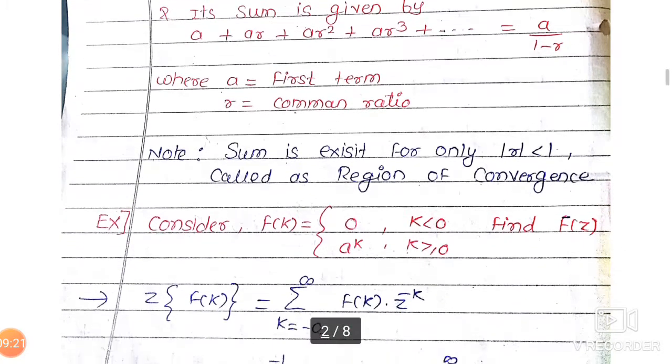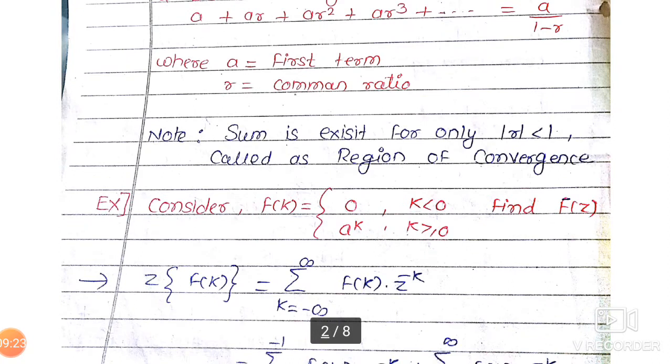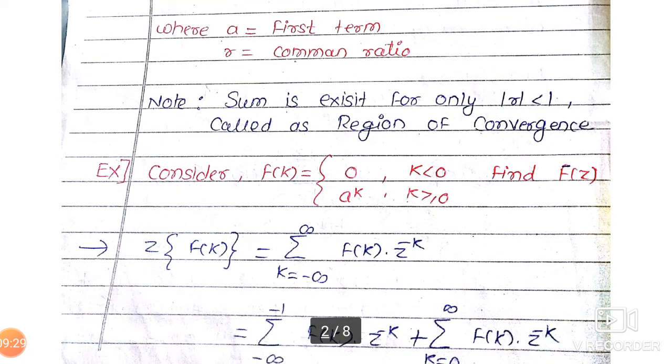Let's see the example. Now we are taking the Z transform of a standard function. So here f of k is given. F of k is 0 for k less than 0 and a raised to k for k greater than or equal to 0. The question is to find f of z. F of z is nothing but what? Z of f of k. So let's take the Z transform of the given sequence.